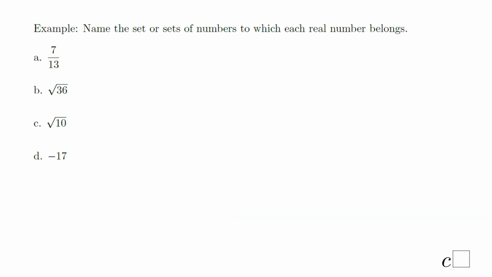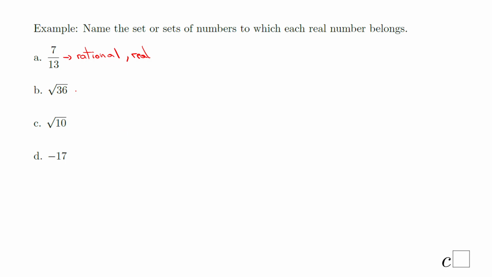So now we're going to take a look at this example where we have to name the set or sets of numbers to which each real number belongs. So for example, this 7/13. This is a fraction, a over b, if you remember. So this is a rational number. But you can also call this one a real number. The best way to classify it would be rational numbers, the smallest set that 7/13 belongs to.